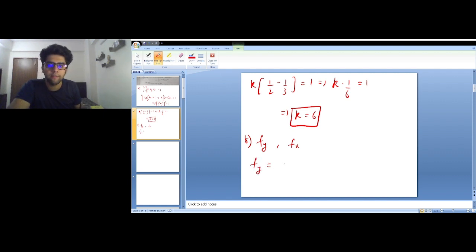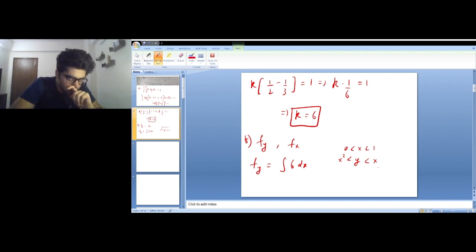And the rule for finding fy says that for finding f of y, the marginal PDF of y, we need to integrate the joint PDF over the limits of x, right? So we'll be getting the marginal PDF of y, right? Now we know that our limits of x are 0 to 1 and our limits of y are from x square to x, right? So there's a rule in marginal PDF, right? If I integrate this function from 0 to 1, I won't be capturing the whole effect of the marginal PDF of y.